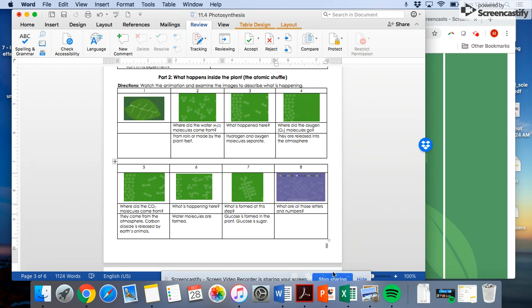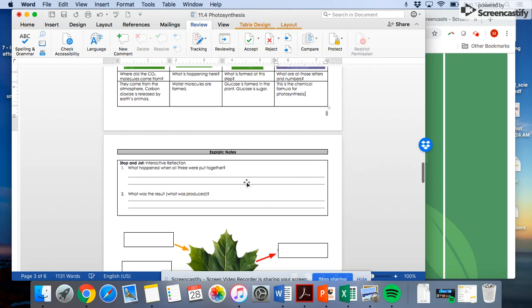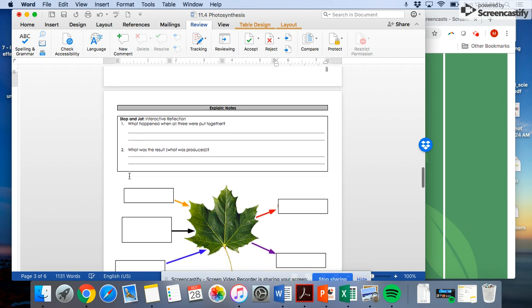So what do all these letters and numbers mean? This is the chemical formula for photosynthesis. And we're going to learn all about chemical formulas once we get to our chemistry unit. Okay, so what happened when all three were put together? Go ahead and answer that question. When you took, and by all three we mean carbon dioxide, water, and sunlight, and tell me what happened, and then what was the result? What was produced? Okay, you could pause the video now to answer these.